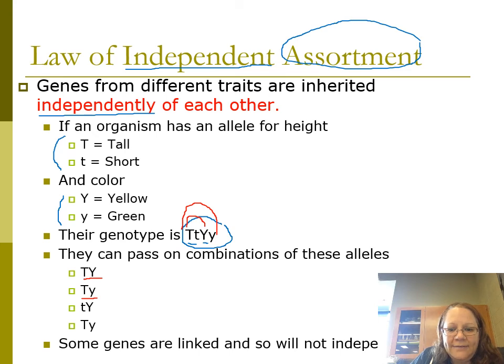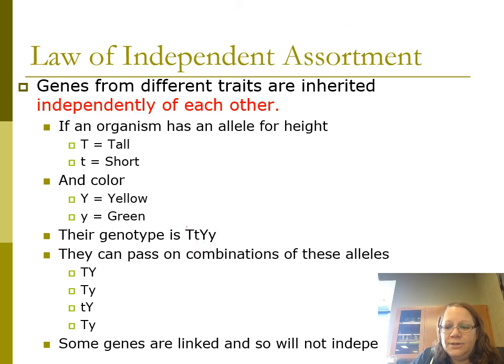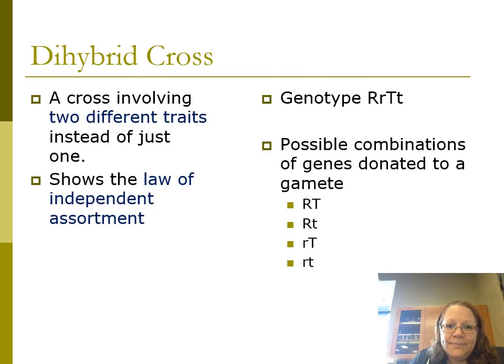And then you could have little t down here. Little t could go with big Y and put this in your sex cells, or little t could go with this little y. And so the more traits you have on a gene, the more combinations you could get. And they do this independently of one another, which gives us more variation. And we've talked about variation before and how variation is a huge benefit for organisms.